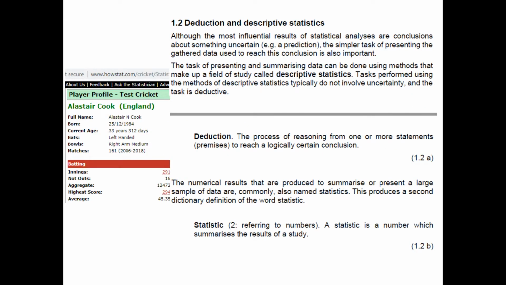Let's have some more definitions. Section 1.2, deduction and descriptive statistics. While the most influential results from statistical analysis are conclusions about something uncertain, for example, a prediction about the future, the simple task of presenting gathered data is also important. And the task of presenting and summarizing data can be done using methods which make up the field called descriptive statistics, and tasks performed using descriptive statistics actually often do not involve any uncertainty.